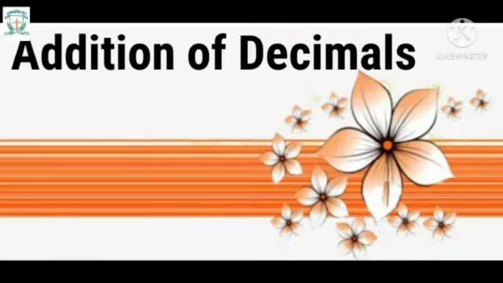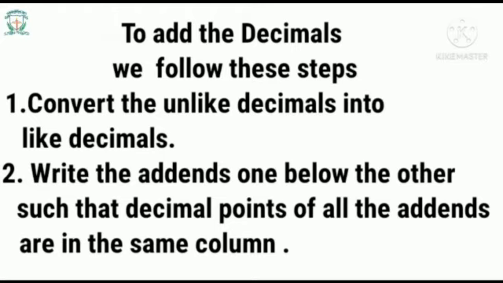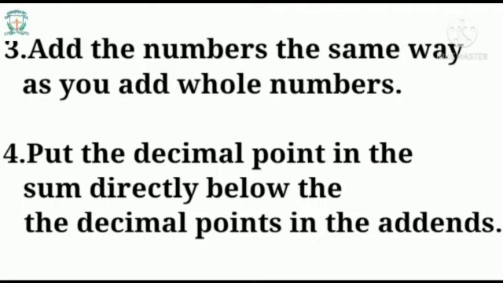Addition of like decimals. To add the decimals, we follow these steps. Step 1. Convert the unlike decimals into like decimals. Step 2. Write the addends one below the other such that decimal points of all the addends are in the same column. Step 3. Add the numbers the same way as you add whole numbers. Step 4. Put the decimal point in the sum directly below the decimal points in the addends.